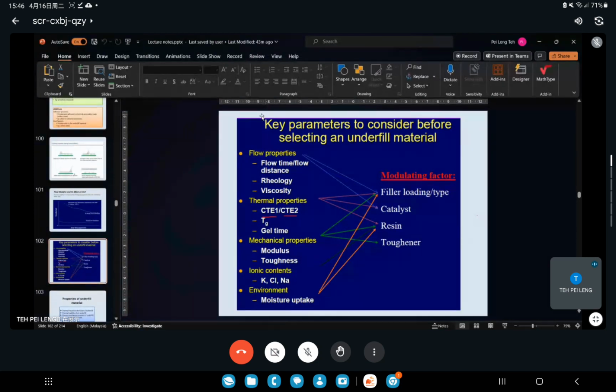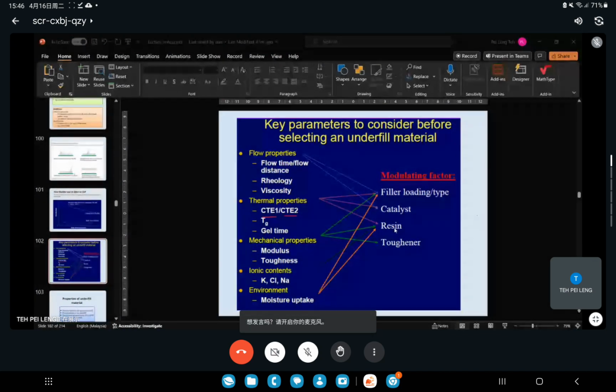So these are all the key parameters to guide you to be considered before selecting underfill materials. Understand? Can you get me? Yes. Okay, already 36, not bad.